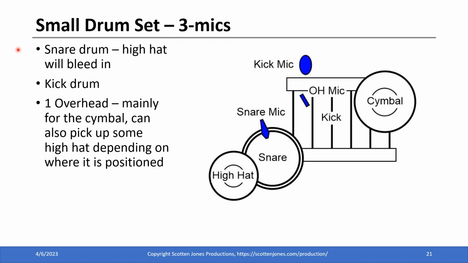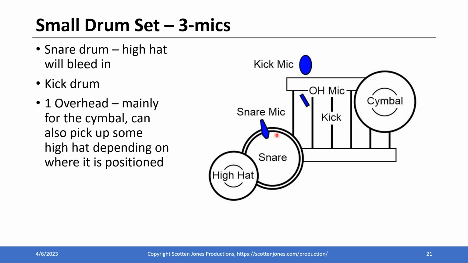Now I'm going to go through 3 different ways of miking a drum kit. So here I've got a relatively small drum kit, right? You've got a kick drum, a snare, a hi-hat, and 1 cymbal. In acoustic music, this is a fairly common drum configuration. The rock and roll guys are going to have a lot more stuff.